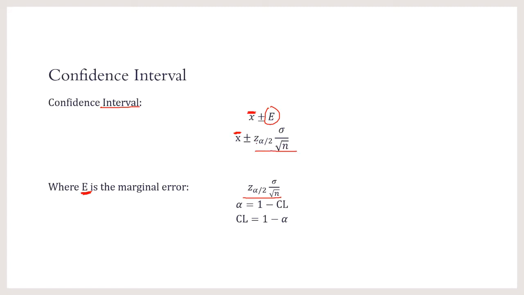We have z of alpha over 2 times the standard deviation over the square root of the number of samples, or n. Alpha here is equivalent to 1 minus the confidence level, or CL, and subsequently CL is also equivalent to 1 minus alpha. We have to remember this equation so that we can solve for the marginal error, and after we have solved for it, we can already solve for our confidence interval.